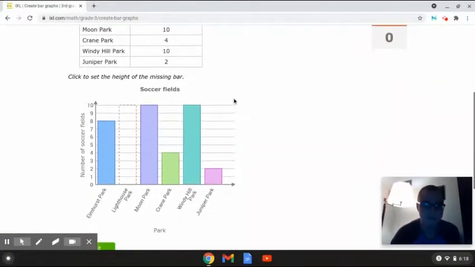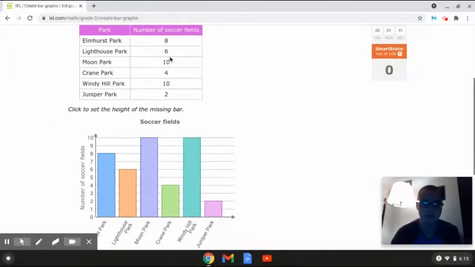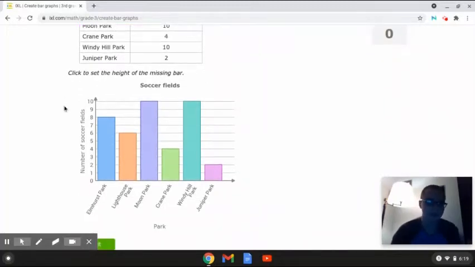So all we need to do in this problem is, like we did in the last problem, we just need to drag the bar up to what the problem is asking us, which is the number of soccer fields, and that is 6. So the answer for this problem is 6, because we took a look at the table and saw that the number of soccer fields for Lighthouse Park was 6. So that told me that we were going to drag the bar up to 6. And that is how to solve this problem. So let's hop on to another one.